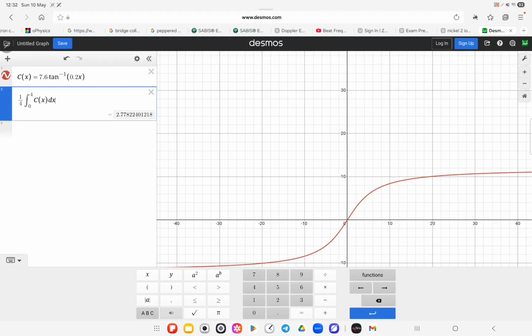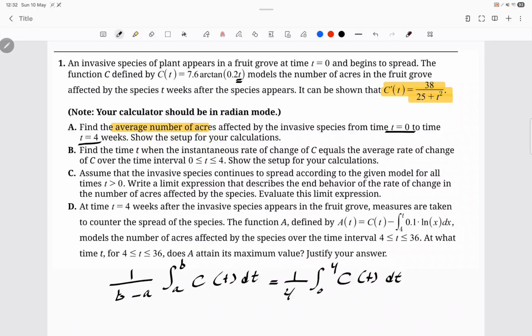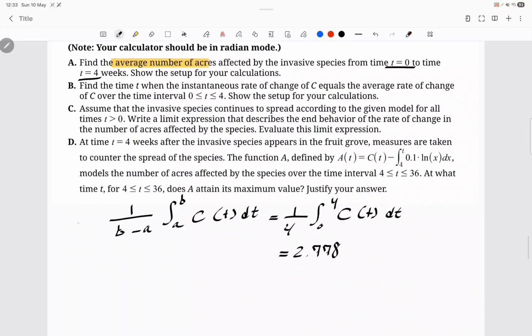And here's the plugin. First of all, I plugged in c of x, and then I did 1 over 4 integration from 0 to 4 c(x) dx, and I got 2.778. So the answer is going to come out to 2.778. That was part A.